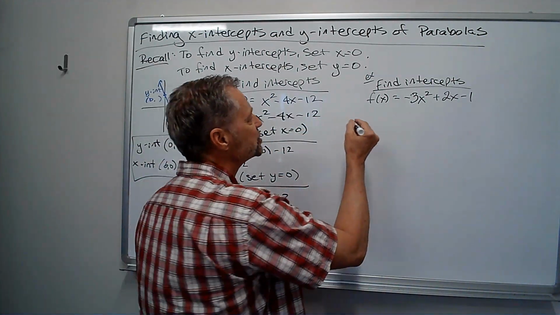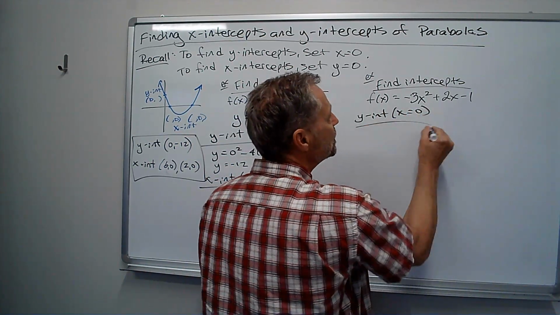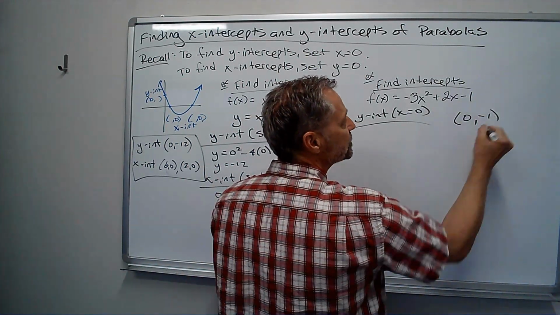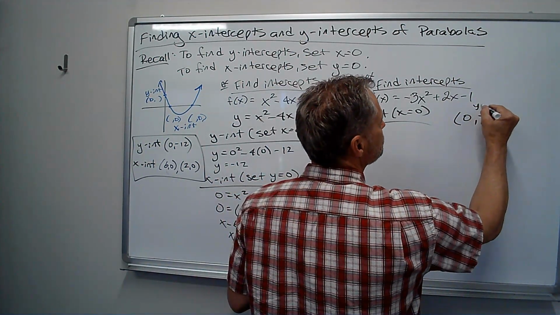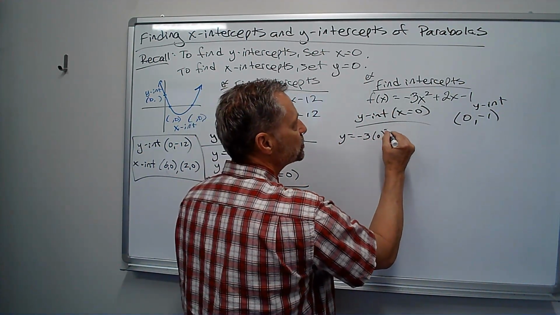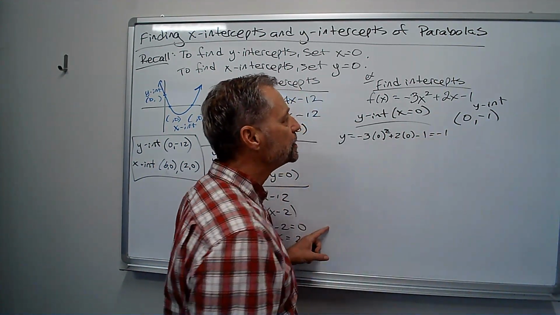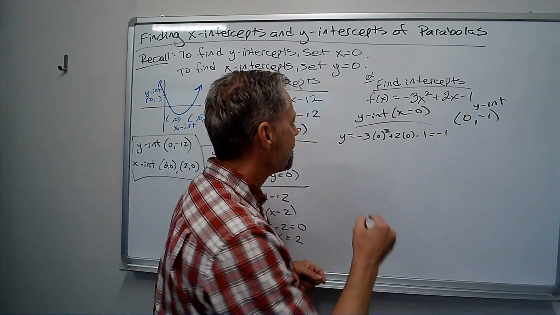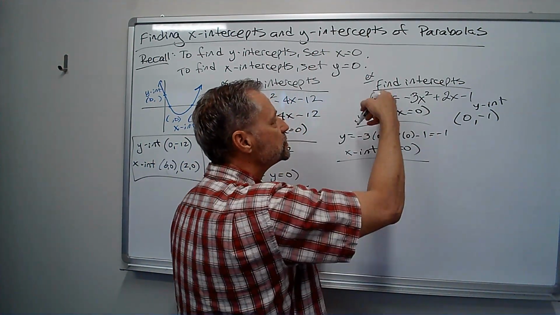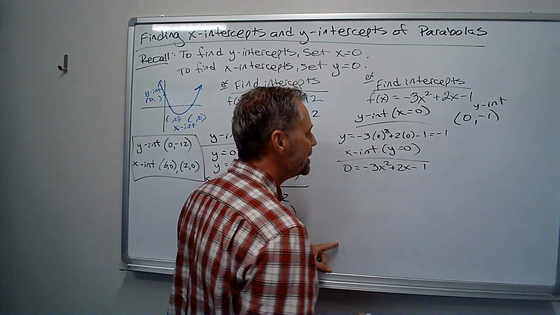So I've got an equation, again, for the y-intercept, that means x equals 0. So remember, shortcut-wise, it's just going to be the point x is 0, y is negative 1, the constant. There's my y-intercept. And if you want to work it out, y equals negative 3 times 0 squared plus 2 times 0 minus 1. Again, that's just going to be negative 1. So when x is 0, y is negative 1. And then for the x-intercept, again, set y equal to 0. So it's 0 equals negative 3x squared plus 2x minus 1.